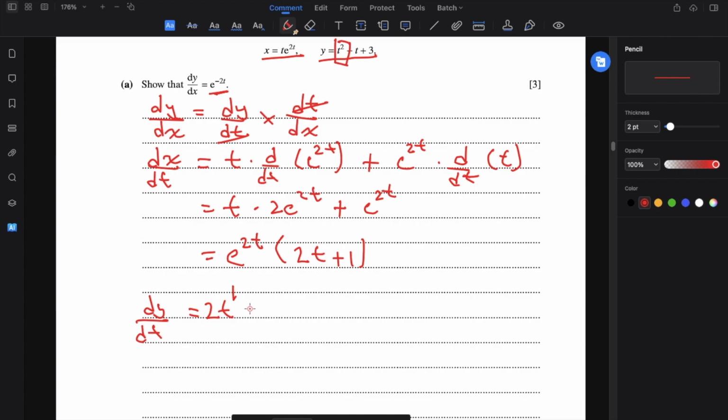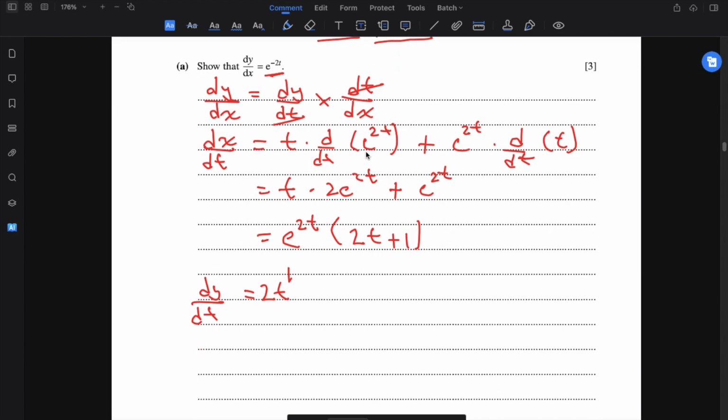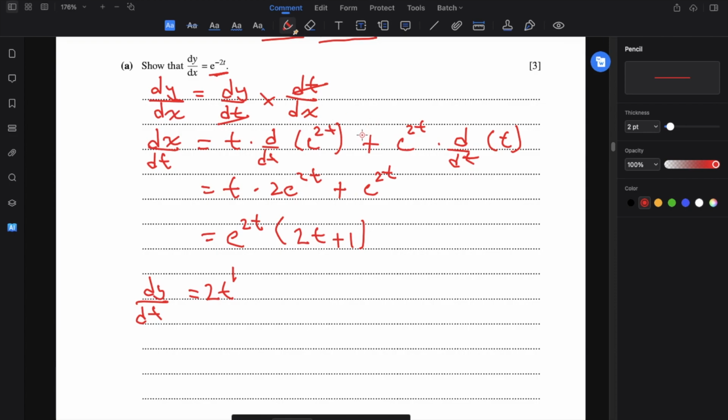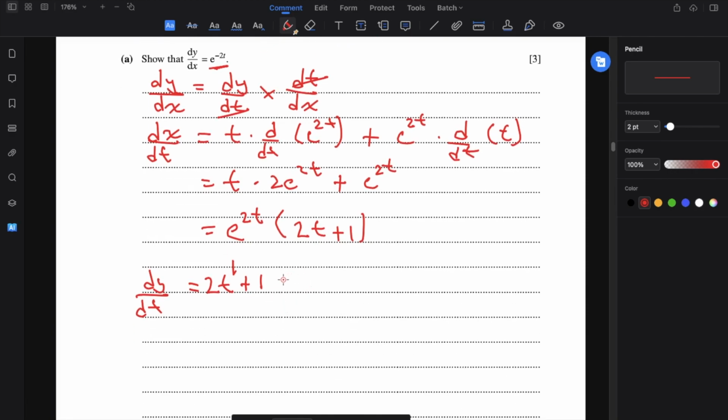Is it minus t or plus t? Let me check. It is plus t. Okay, so it's plus t. Since it's plus t, the differentiation of t with respect to t is 1, so we add plus 1. And then we are left with plus 3. Since 3 does not contain any term of t, its differentiation is 0. So ultimately our dy by dt is equal to 2t plus 1.